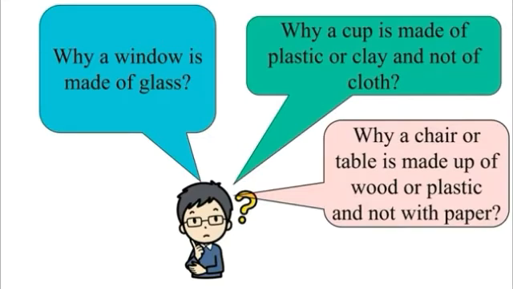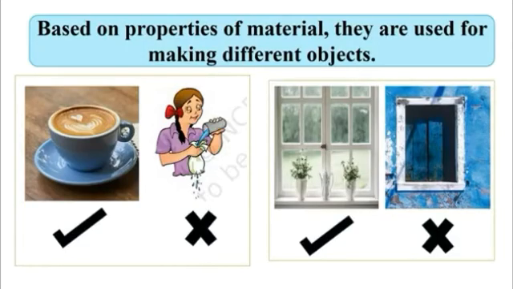For example, a tea or coffee mug is always made up of clay or plastic, because its purpose is to hold liquid. And if we try to make a coffee mug with cloth, it will not be able to hold the liquid, as you can see here. Similarly, windows are always fitted with glass, so that we can see outside even when they are closed. So I hope you all understood that based on properties of materials, they are used for making different objects, right children?